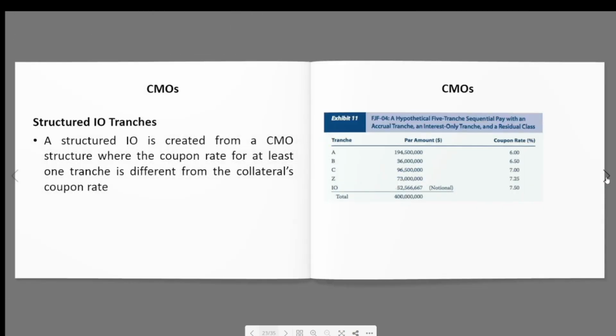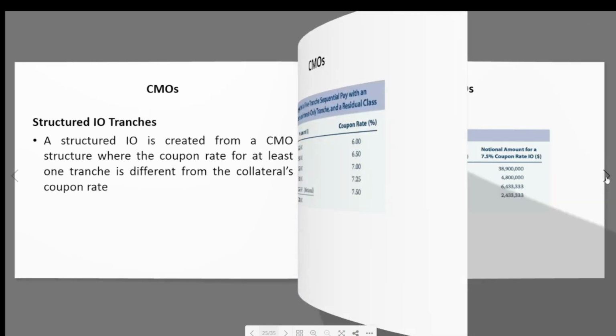Structured IO tranches. A structured IO is created from a CMO structure where the coupon rate for at least one tranche is different from the collateral coupon rate. You can also have an overview of this example to clearly understand this.